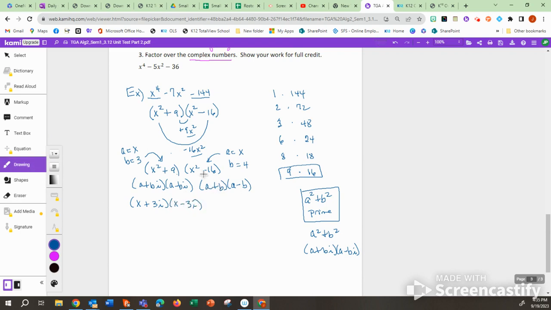Then I'm going to factor my x squared minus 16. That's going to be a plus b. Here's my a, here's my b. So that's going to be x plus 4 times a minus b, which is going to be x minus 4. So you're going to end up with 4 factors. And that's going to be how you factor completely over the set of complex numbers.